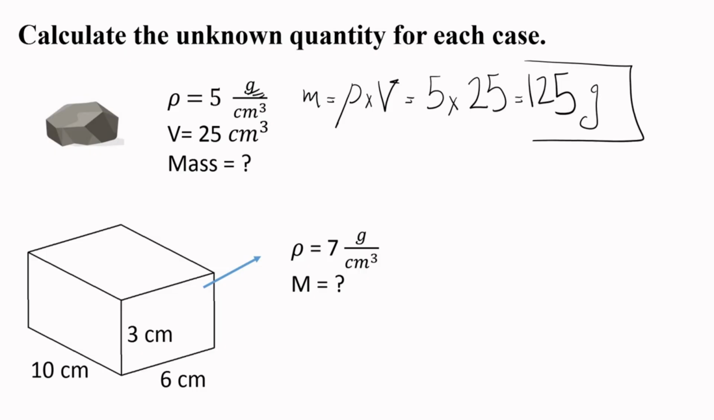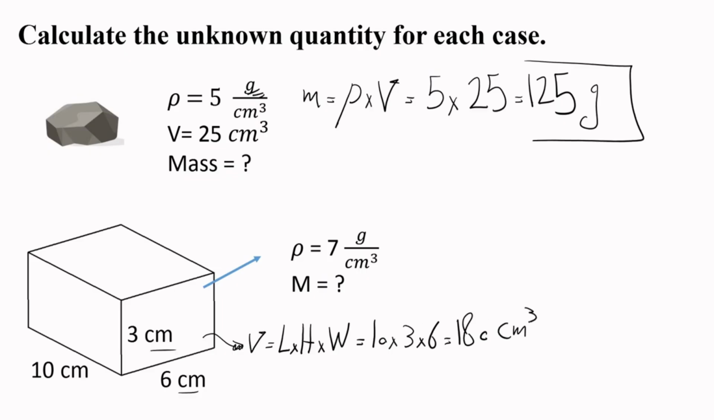Look at the next example. It's exactly like the previous one. I have the density of this object, and the question is asking about the mass. But do I have the volume? No, but I have the dimensions, and I have a cuboid here. So as long as I have a cuboid, I can easily find the volume by using the formula L times height times width. In this example, it's going to be 10 times 3 times 6. It's going to be 180 because all of them are based on centimeter. This is going to be cubic centimeter.